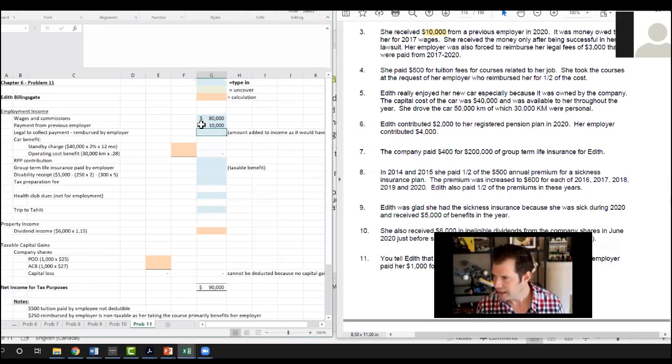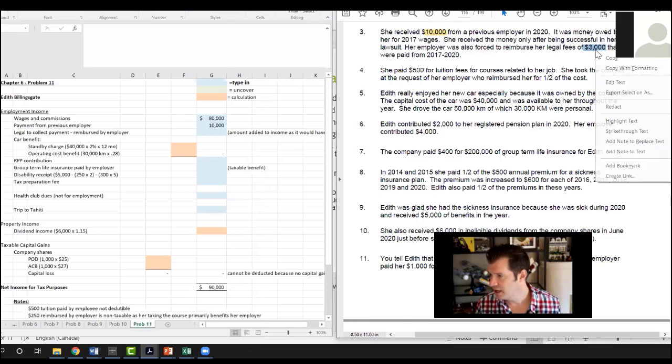And then the next part is fun. Somebody was asking me about this on the discussion board. So here it comes. She received the money only after being successful in her lawsuit. Her employer was also forced to reimburse her legal fees of $3,000 that were paid from 2017 to 2020. And there were questions like, I don't understand where this $3,000 comes from or why we have to include it.